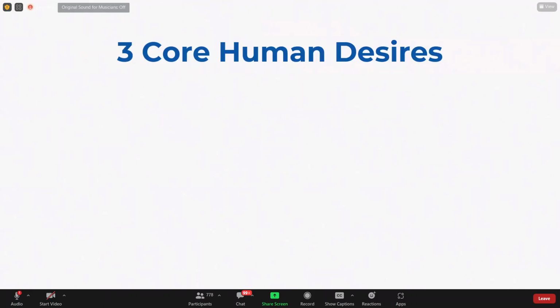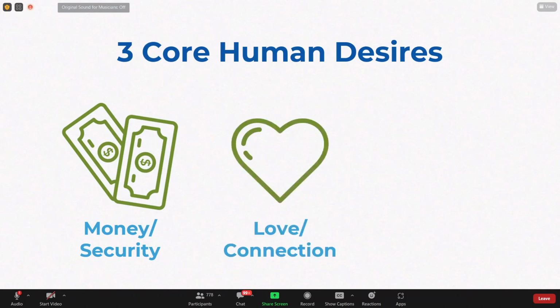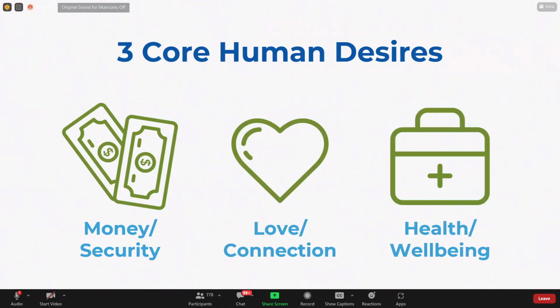At core, just about anything we do in our lives comes down to one of these three core human desires. The first is money and security, right? It's about, yes, I want to make money and save money, but I want to feel safe and stable in my life. That's what it really comes down to. The second is love and connection to other human beings. And the third is health and well-being.